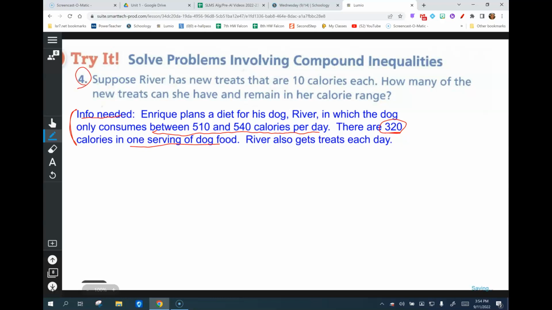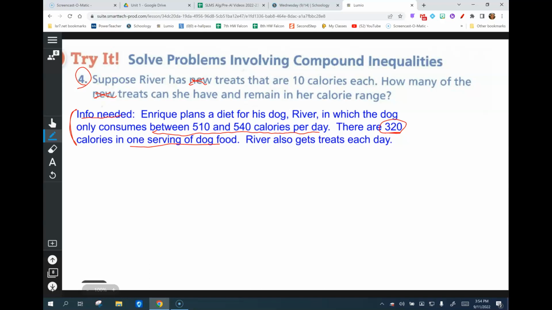River also gets treats, and that's where this part comes in. That's in your book. Suppose River has new treats. Okay, we didn't know about the old treats, so it doesn't really matter. And his treats are 10 calories each. How many of the treats can River have and remain in her calorie range? Okay, so that's the word problem. We've read the whole thing.